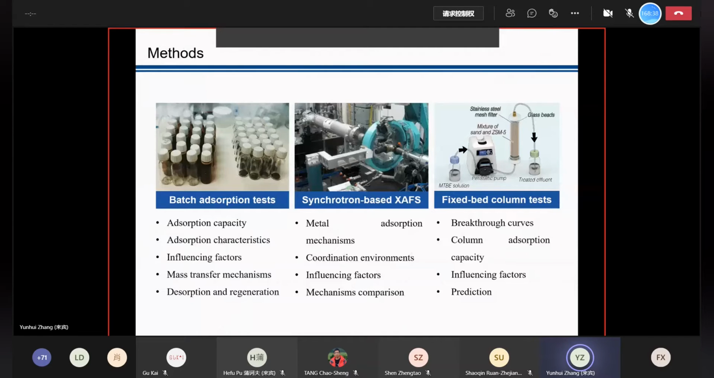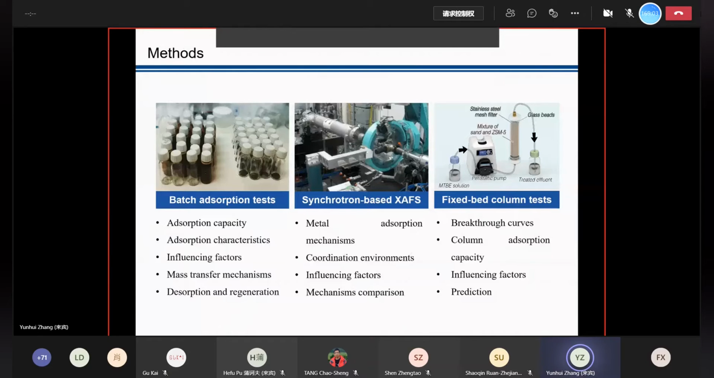And lastly, we used the flat column test to simulate PRB and then some parameters to evaluate the safety of to remove MTBE contamination from water.